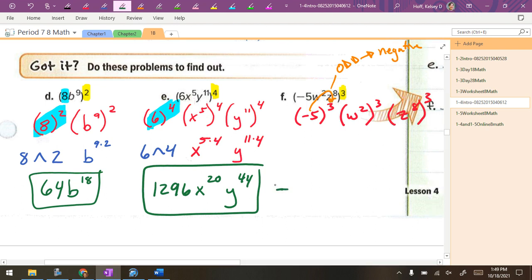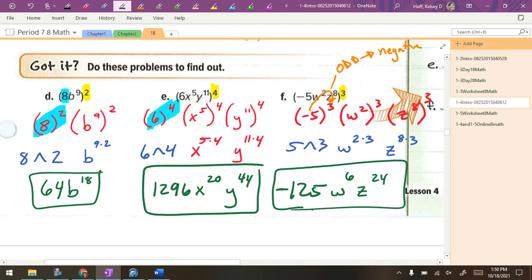3 is odd, so that tells you that your answer is going to be negative. Now, on your calculator, leave off the negative. Don't worry about it. 5 raised to the 3rd. Very good. But don't forget it's actually negative 125 because we have an odd exponent. We keep our base of w, 2 times 3. Keep your base of z, 8 times 3. So your final answer: negative 125w to the 6th, z to the 24th.